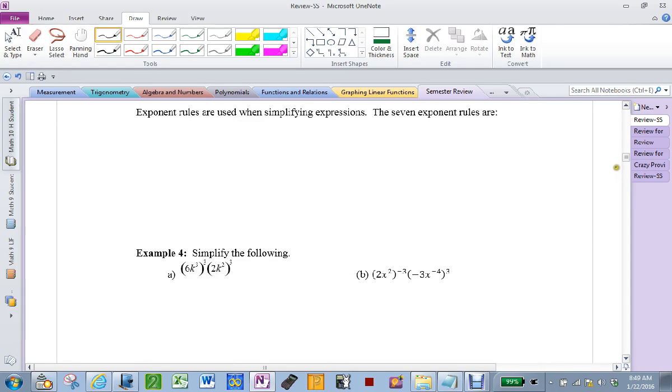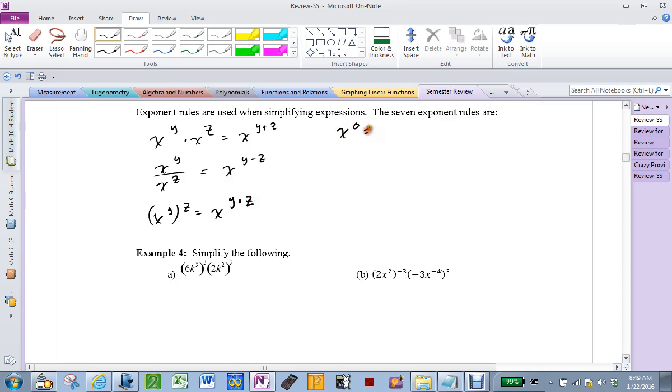Exponent rules. We did this last day, right? I'm not going to review all the exponent rules in any way except to show you them very quickly with letters. X to the y times x to the z is x to the y plus z. X to the y divided by x to the z is x to the y minus z. X to the y all to the z is x to the y times z.